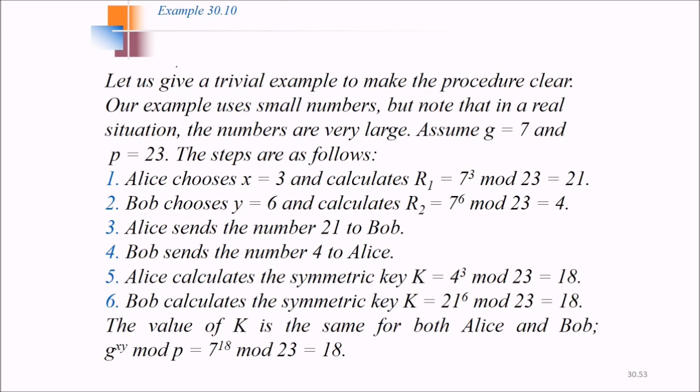So a symmetric shared key of the Diffie-Hellman protocol is given by G to the power xy mod P. So let us take a trivial example to make this procedure of Diffie-Hellman quite clear. Our example uses small numbers, but note that in a real situation the numbers are very large. So just assume G to be 7 and P to be 23.